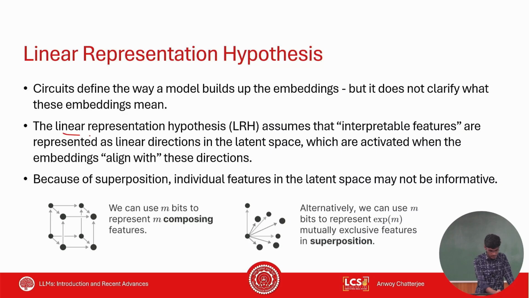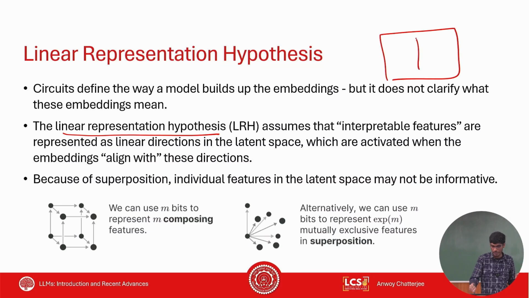So there is this thing called the linear representation hypothesis. Maybe you can go and read it later, but I will give you the brief intuition behind it. It says that interpretable features are represented as linear directions in some latent space, whether it be an embedding space or whatever. And these features are activated only when the embeddings you have align with these directions. So suppose you have a space, and you have a basis. Within that basis, you have these feature vectors pointing to some linear directions. So now you give an input.